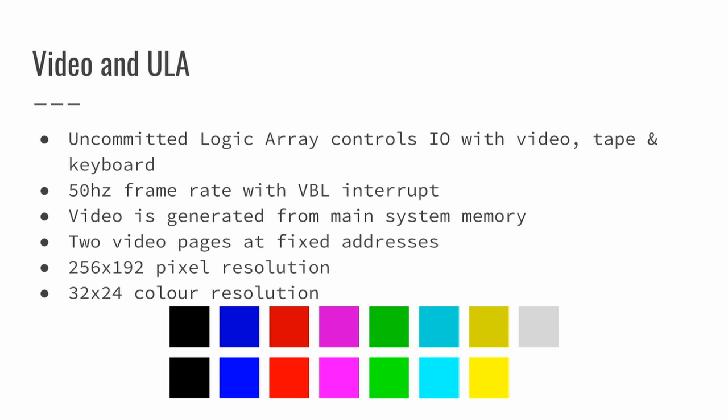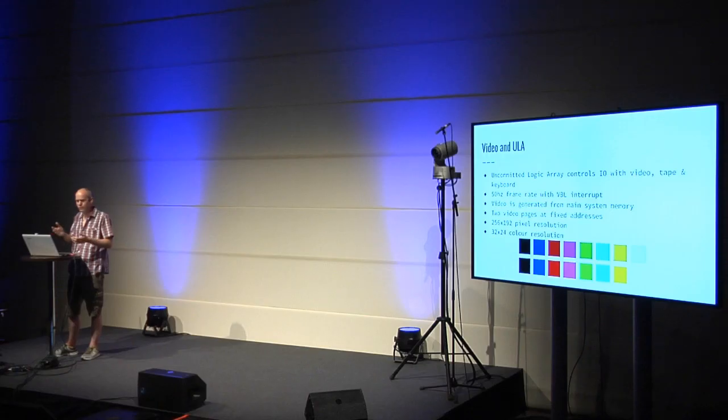So its main job is generating the video display. You have a 50 hertz frame rate, and that generates a vertical blank interrupt. The only interrupt you have on the Spectrum is that one vertical blank interrupt. So it's only one interrupt, but it's kind of the most important one. You can synchronize your screen rendering with that. The video is generated straight from main memory. It's completely memory mapped. We have 2 video pages at different addresses, so we can do double buffering and write to those whilst the other one is showing.